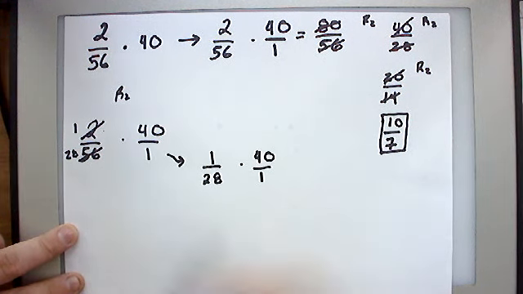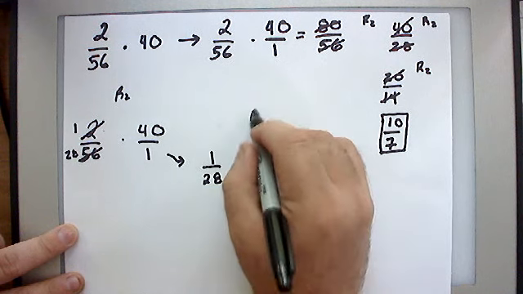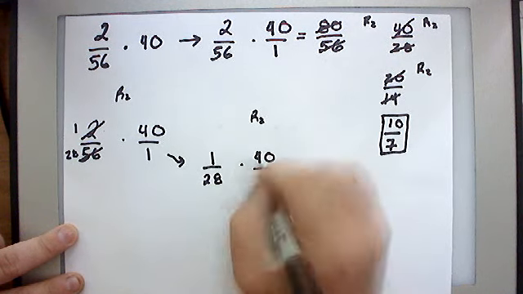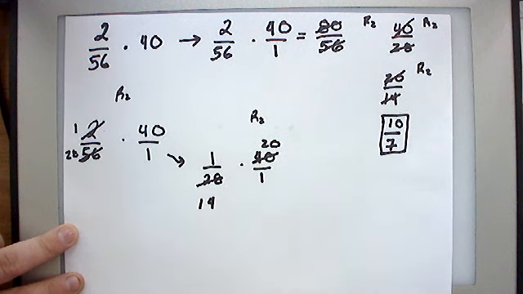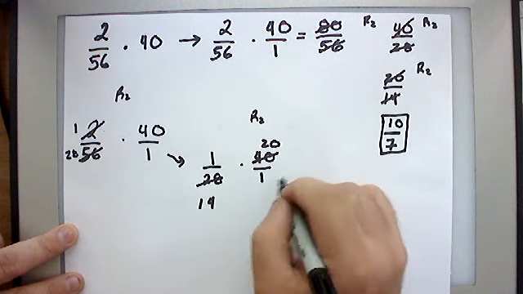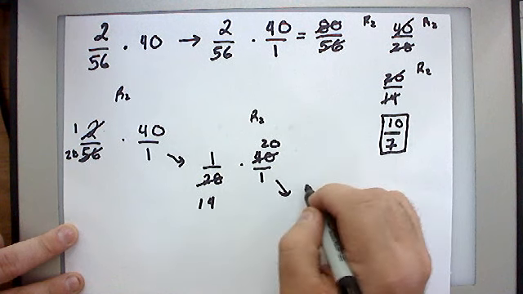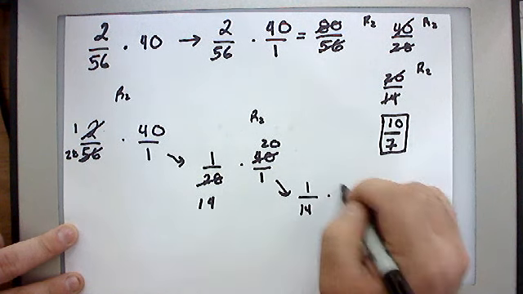And then you say, well, 40 and 28, I can reduce those by 2. Remember, we can reduce on the cross. 2 goes into 40 20 times. 2 goes into 28 14 times. This might be sort of looking familiar, the way we did it last time. Put that back together. You have 1 over 14 times 20 over 1.